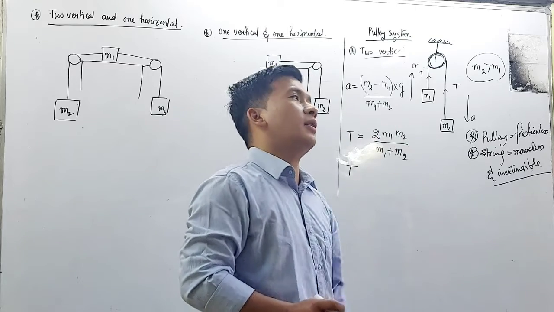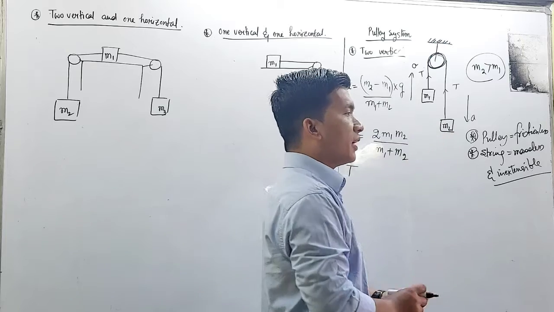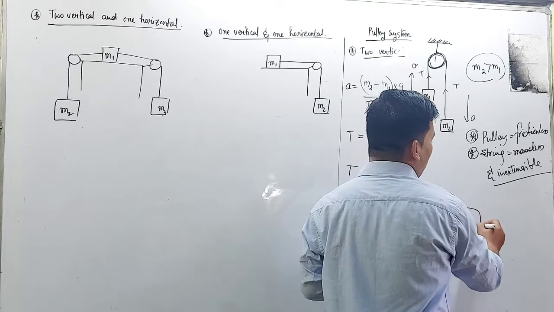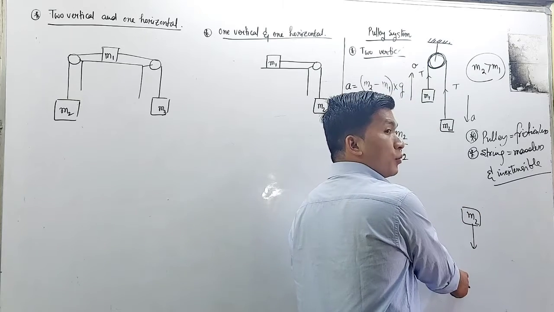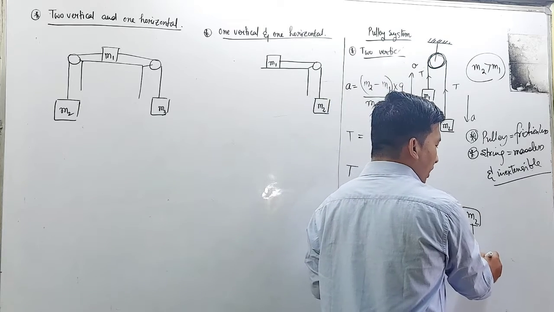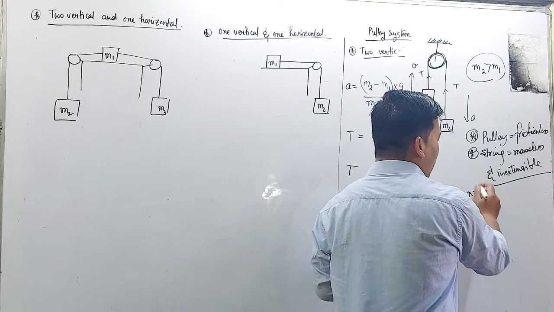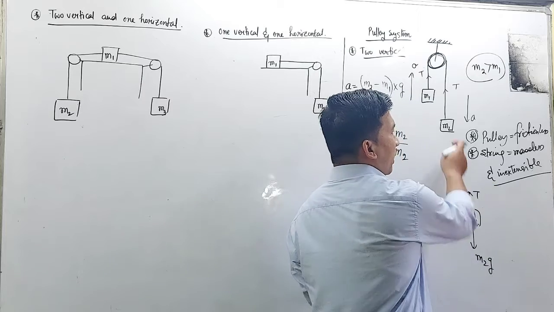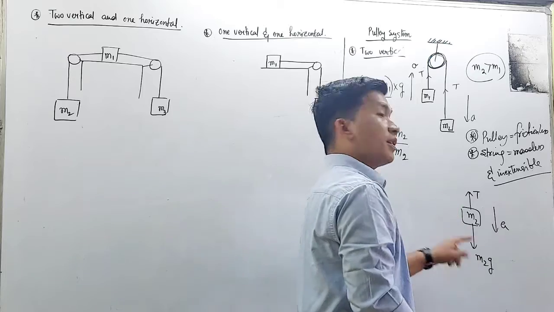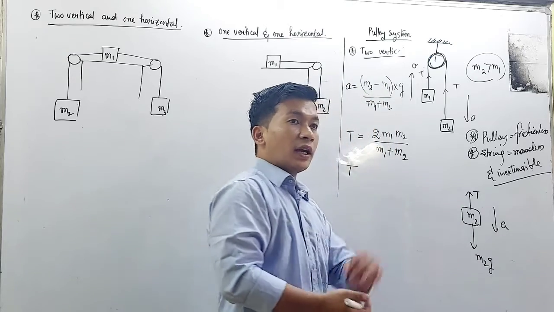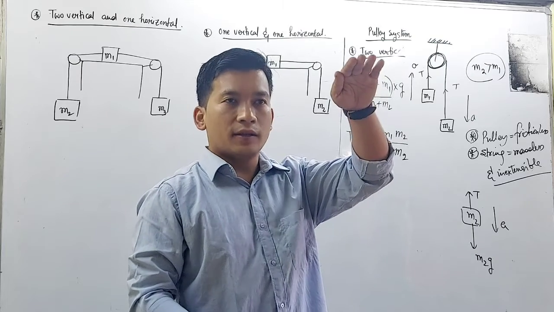Tension can be calculated in one single step by taking our common concept that any object that is moving upward... M2, see M2, this is moving downward. M2 will be acted upon by M2G and this is tension T. If we consider only the motion of M2, M2 is descending downward, and we know that any object that is descending downward will have a decrease in the weight.